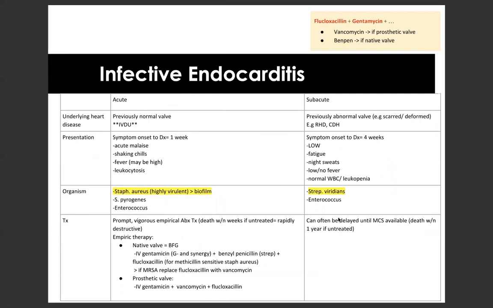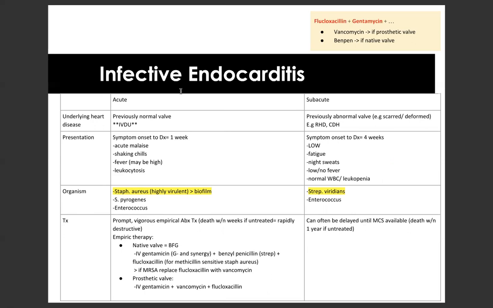So with acute presentation, typically occurs in someone with IVDU, and the most common organism is Staph aureus. And the treatment for that, one way of remembering it is BFG, so big friendly giant. So you use benzylpenicillin for B, F for flucloxacillin, and G for gentamicin. But that's only if they have their own native valve.